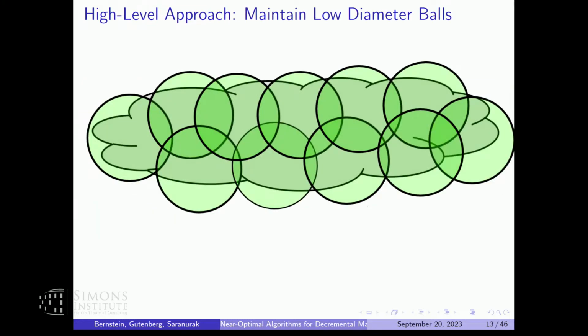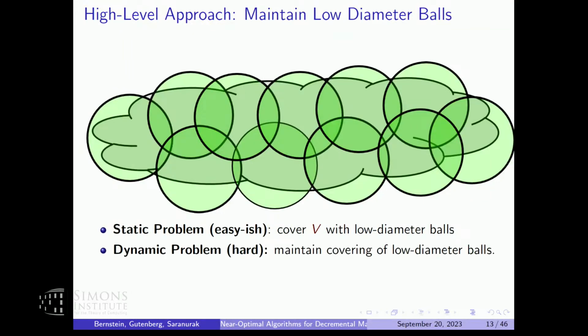So at an extremely high level, if you look at almost all the fast algorithms for this problem, adaptive, non-adaptive, they're all at some level breaking the graph up into a bunch of low diameter balls, because expander-based trees work well for low diameter balls. This is a highly informal claim, but they are all at some level doing just this. As a static problem, it's easy to cover a graph with low diameter balls. But dynamically, it's kind of hard.